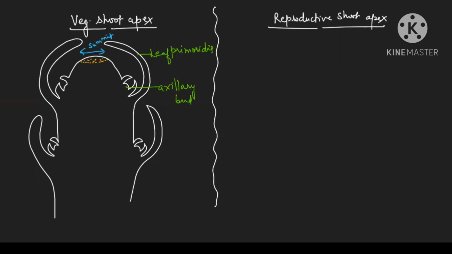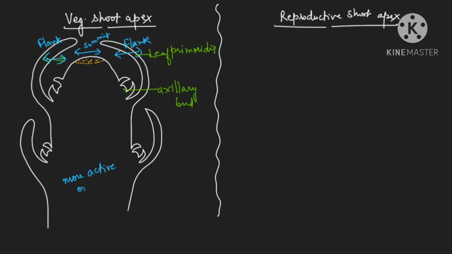Is it clear? Now this area of the side is known as flank. This side area also we'll call flank. So the center is known as summit and on the side we call it flank. So can I say the vegetative shoot apex is more active on the flank side? Why? Because here it is producing the axillary bud and the leaf primordia.